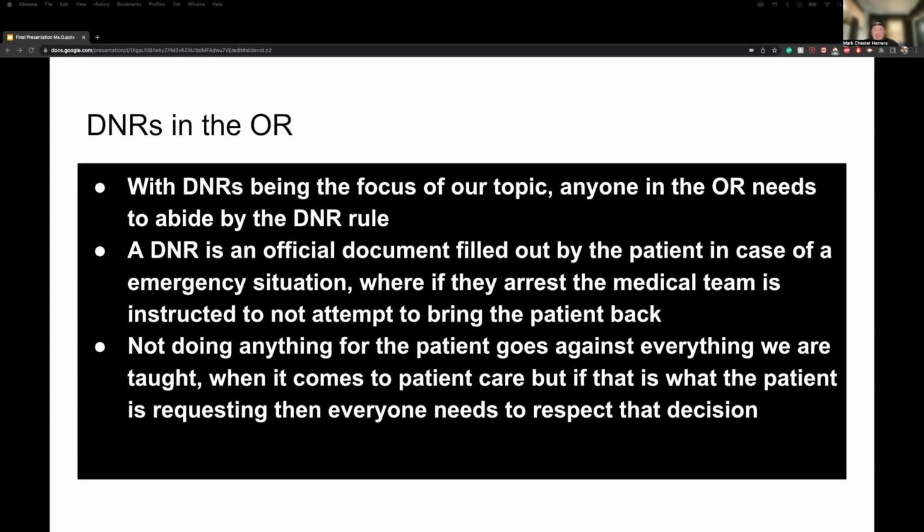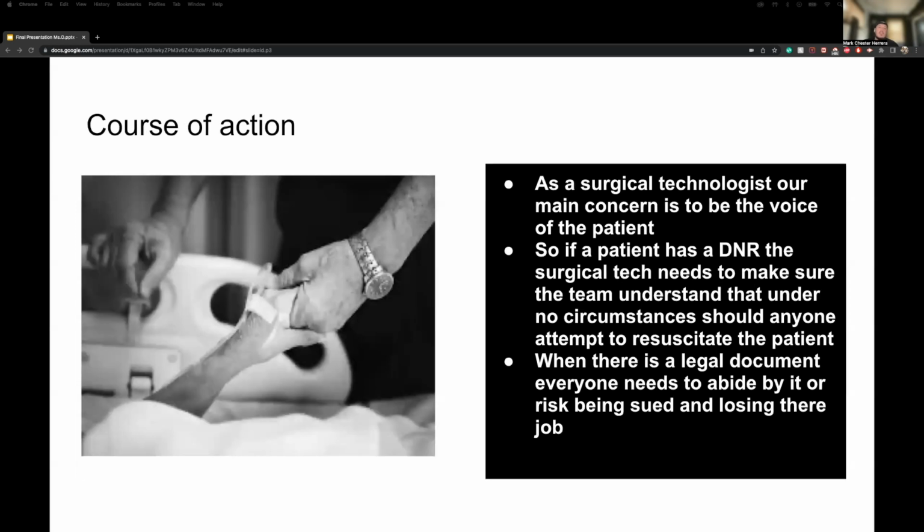As a surgical tech, it is important to respect a patient's right to make decisions about their medical care, including whether or not to undergo certain procedures, such as resuscitation measures. This includes honoring a patient's DNR order during surgery if they experience cardiopulmonary failure. It is the responsibility of the surgical tech to communicate the patient's DNR status to the surgical team to ensure that the patient's wishes are respected.